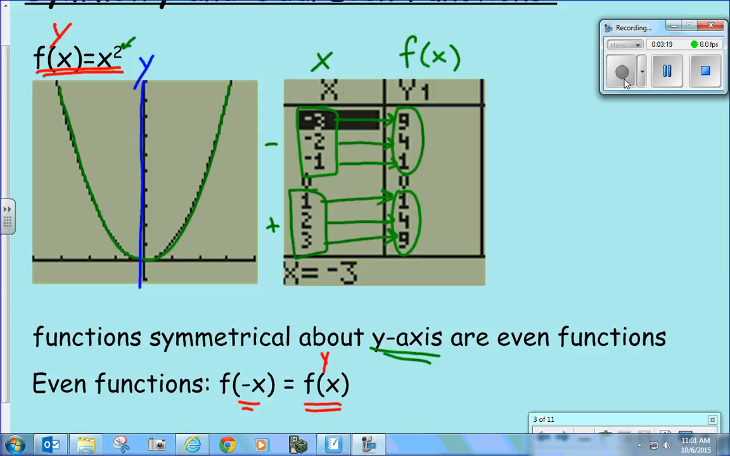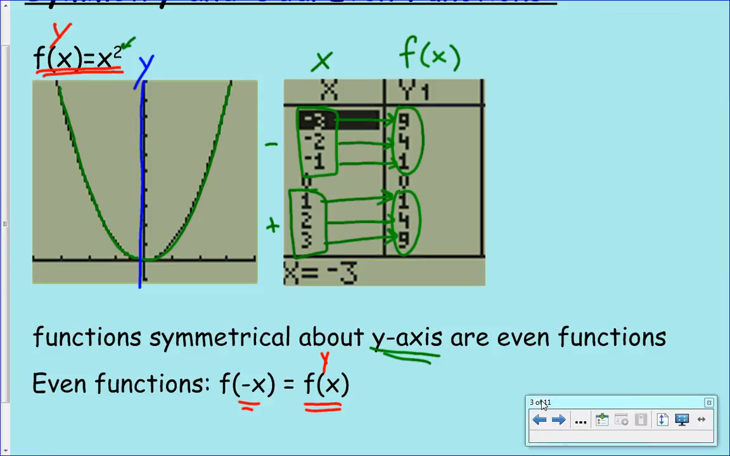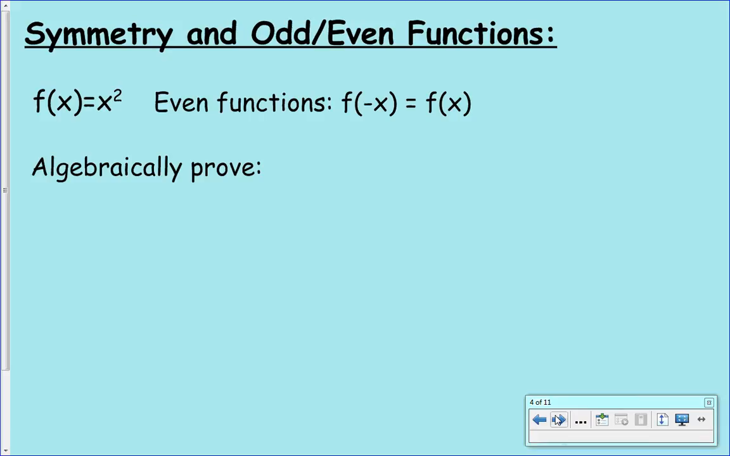All right, so let's take a look at this and try and prove algebraically that x squared is an even function. Now, I don't have the graph or nothing. They just give me that equation. This is what they give me. F of x equals x squared. I need to prove that it's an even function. And we now know that if we throw a negative x into the function, that will give us the same output, or it will equal f of x. In this case, f of x is x squared.